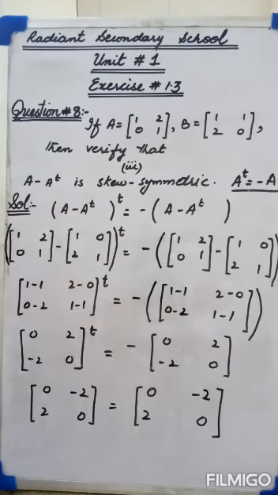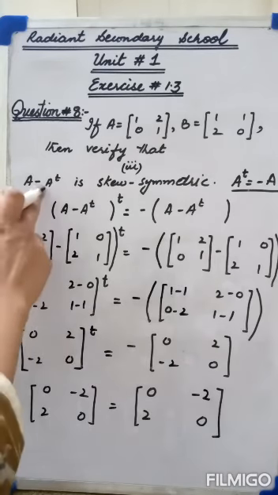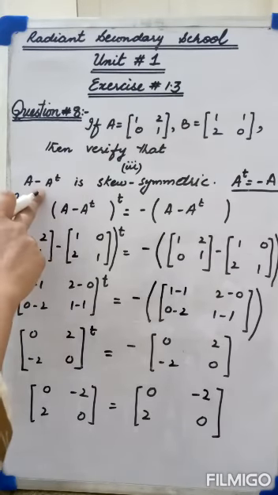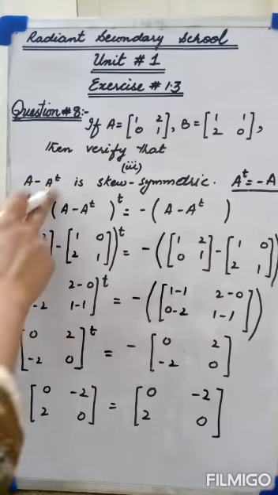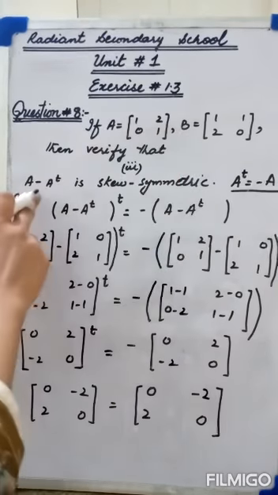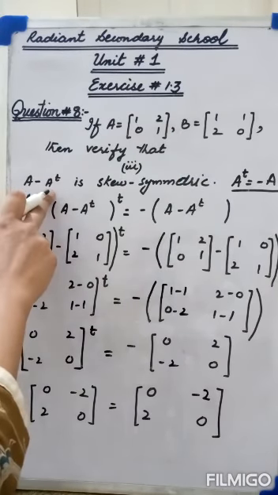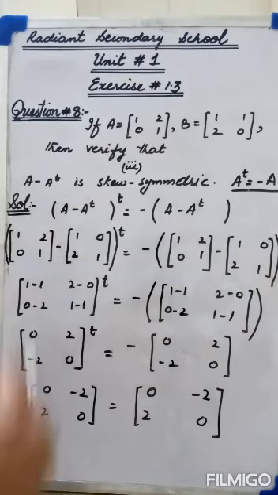Students, with the same pattern you can do the rest of the parts. In the next parts you have B minus B transpose is skew symmetric, so you will use the matrix B now, and for B plus B transpose is symmetric, again you have to use the matrix B. You can do it yourself.